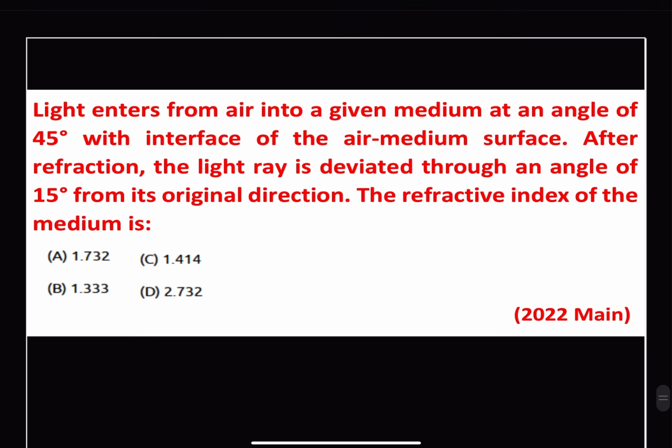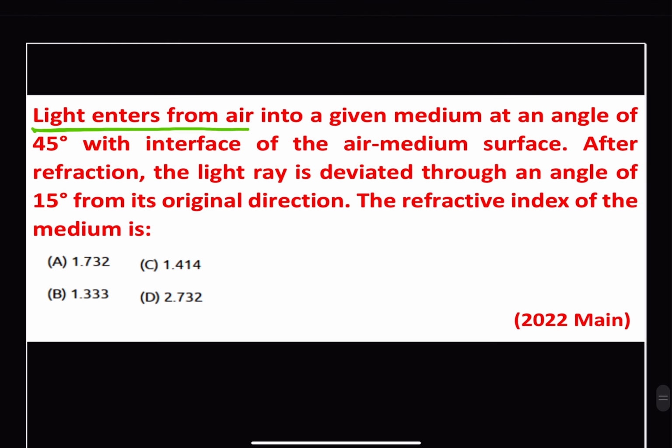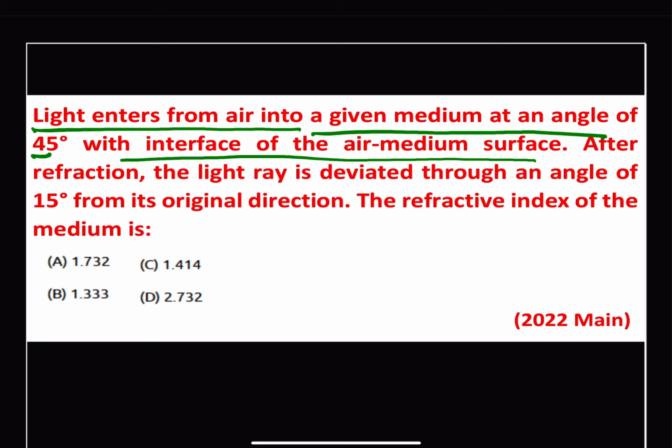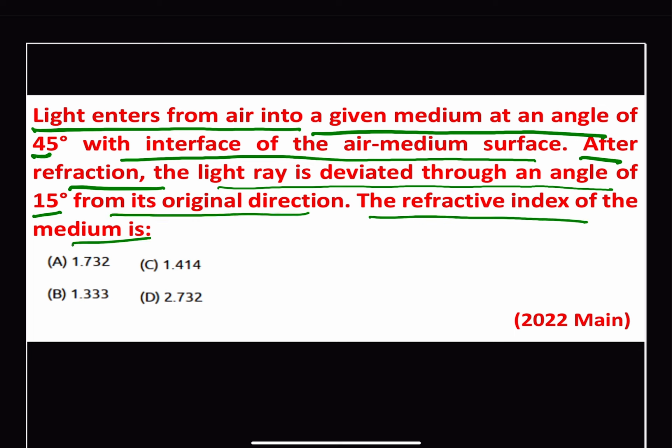Next question. We are given that light enters from air into a given medium at an angle of 45 degrees with the normal of the air-medium surface. After refraction, the light ray is deviated through an angle of 15 degrees from its original direction. The refractive index of the medium is. So here we are given the deviation, and we are given that it enters at an angle of 45 degrees.